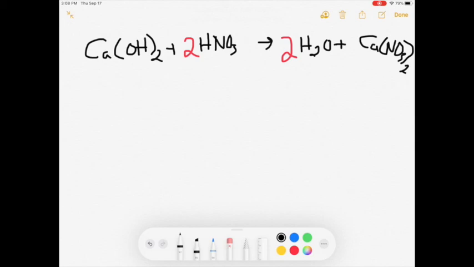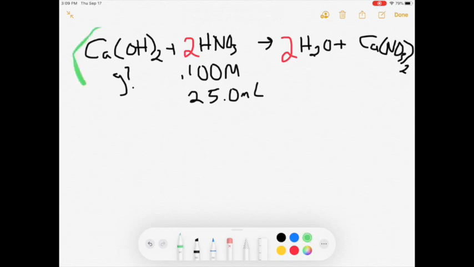It says we have 25 mL of our 0.1 molar acid. And we want to know how many grams of calcium hydroxide we need to begin with. Thought I was looking at that wrong. So again, the goal is to get to the mole ratio. If I find moles of calcium hydroxide, then all I have to do to get to grams is go moles to grams using molar mass.